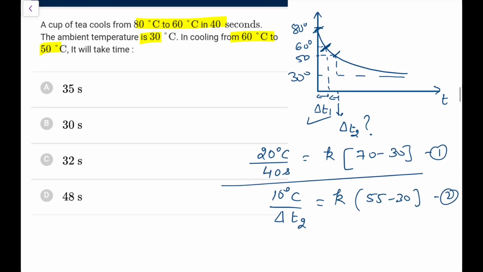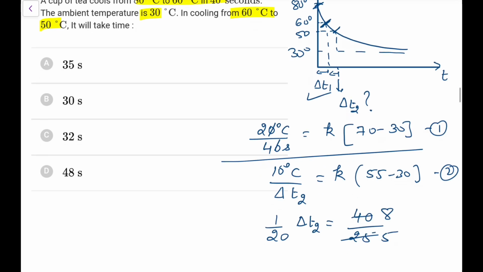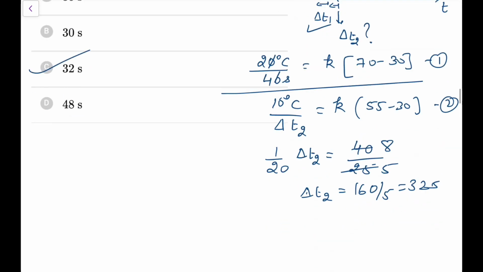Now what you do, divide them. If you divide it, this is 2 by 4, and this comes out as 1 by 20 times delta t2 this side. k goes, this is 40, this is 25, so this is 5 by 8. So delta t2 is 160 by 5, which means it is 32 seconds. Go for option C here. Next one.